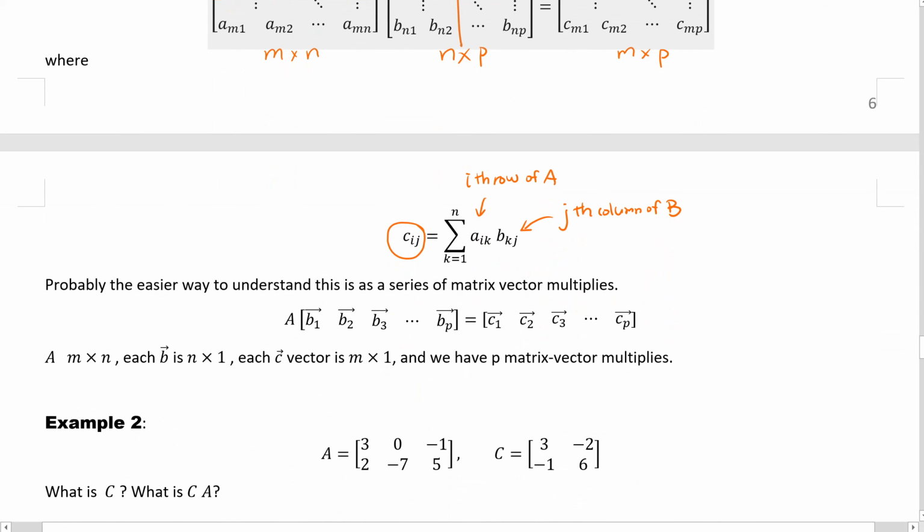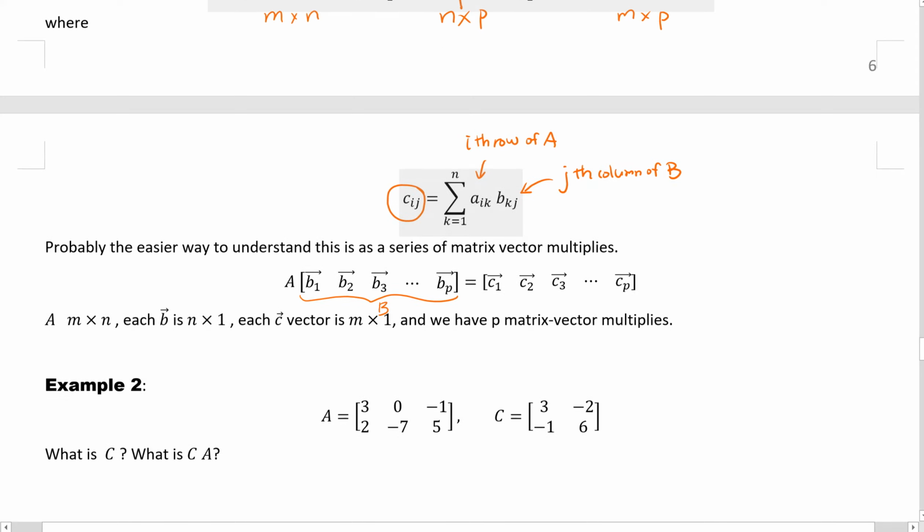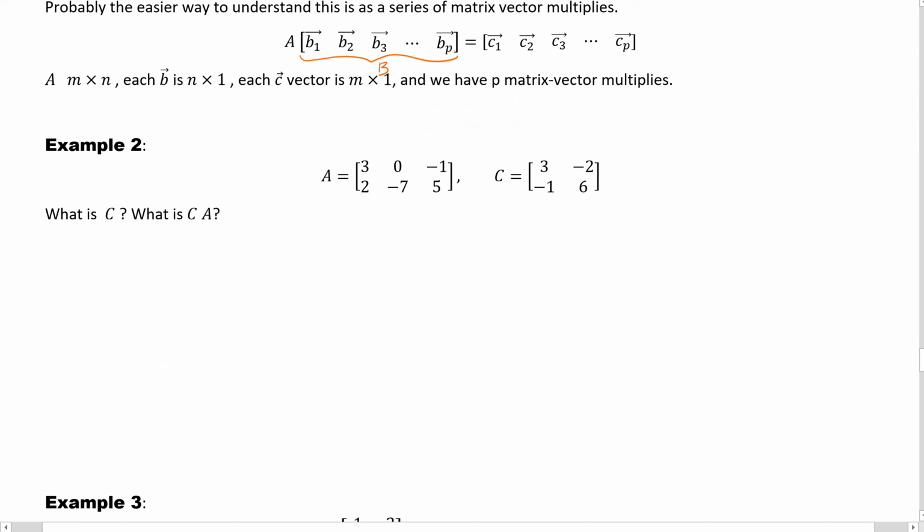Okay, so probably the easier way to understand this is as a series of matrix-vector multiplies. So we can consider each column of B as a vector. Then this is the matrix B, and each column of C is now the matrix A times the corresponding vector of B. Okay. All right. Let's see, how do we calculate? So, oh, I think I missed something here. I mean AC. Okay, so what is the matrix A?